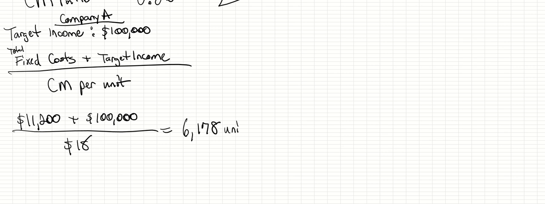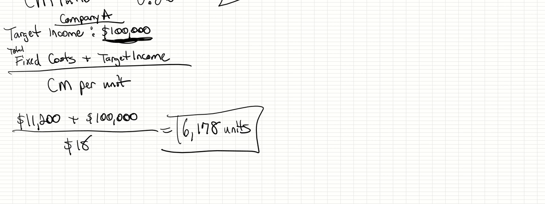So this is the number of units here for company A in order for them to, well, okay, let me step back. 6,178 units is the number of units that needs to be sold in order for the company to generate a net income of $100,000.